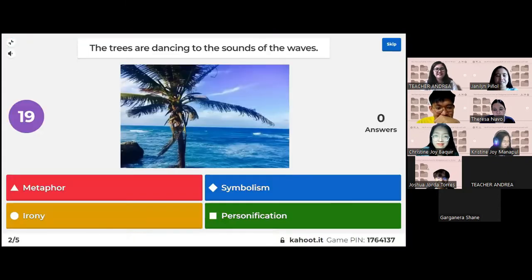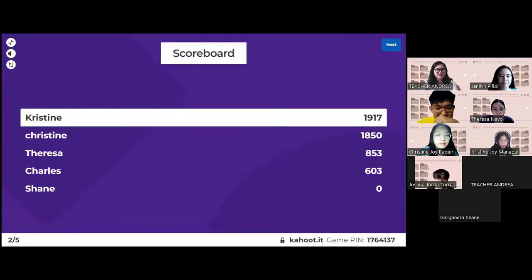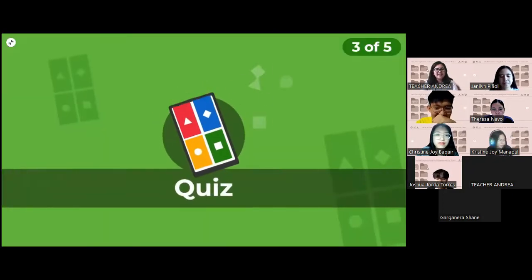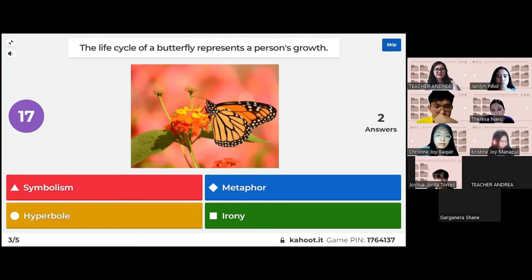The trees are dancing to the sound of the waves. What is the figure of speech used in the sentence? We already have 6 answers. I think only 2 got the correct answer. Who's our top one as of the moment? It's Christine, still Christine. For the next item, the life cycle of a butterfly represents a person's growth. What do you think is the figure of speech? You already have 6 answers.